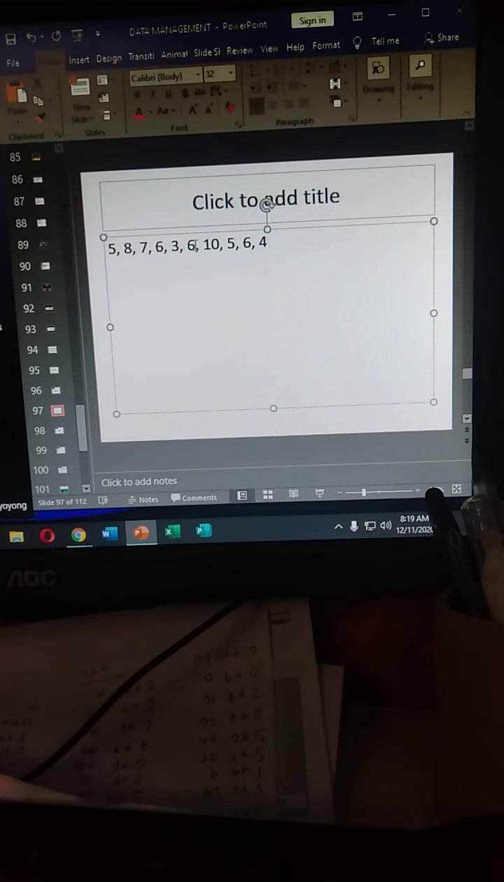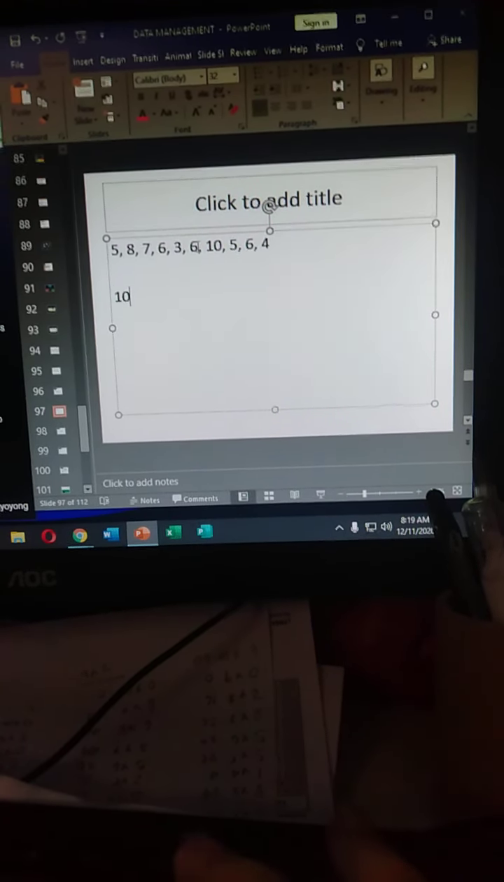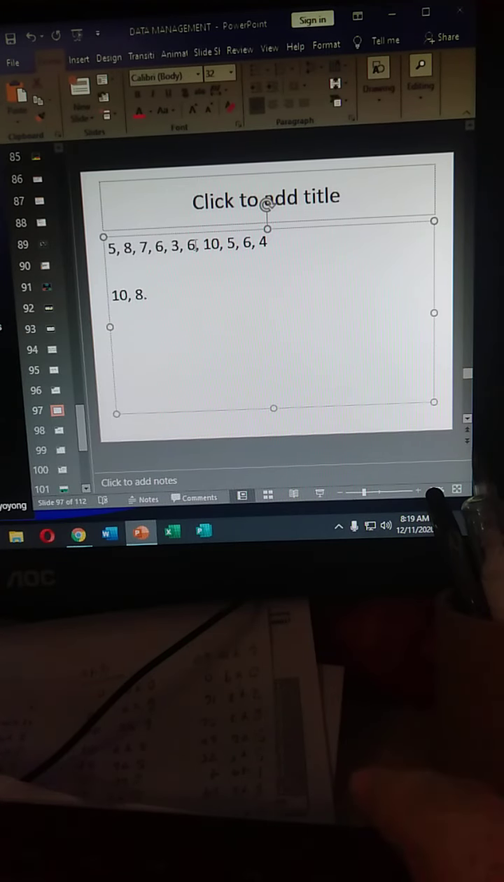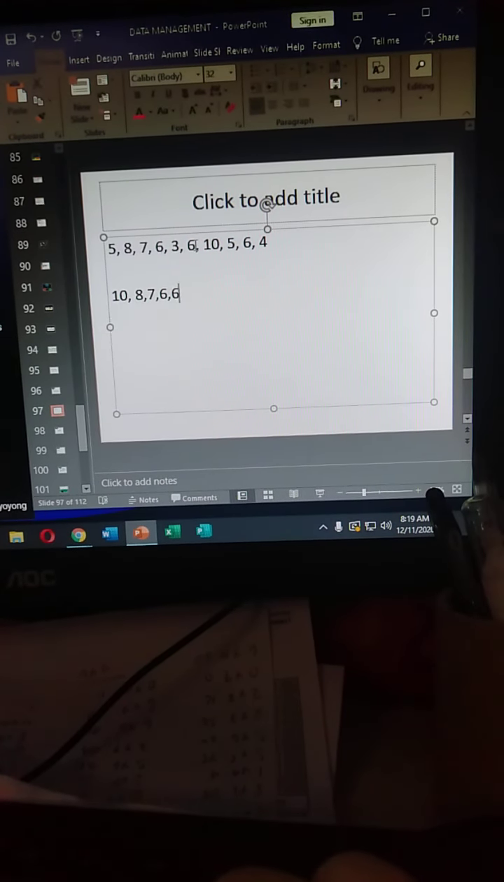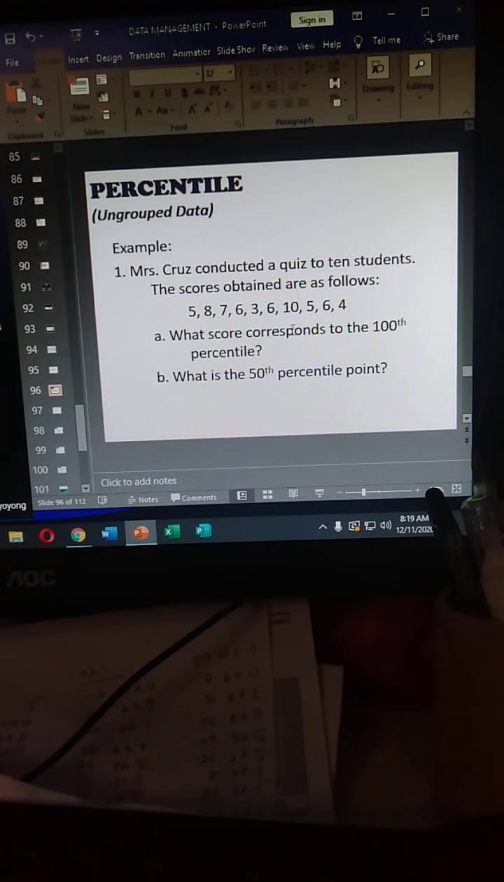From highest to lowest, we have 10, 8, 7, 6, 6, 5, 5, 4, and 3. Now, once we have arranged it in descending order, this is where we can find what we are looking for: what score corresponds to the 100th percentile.